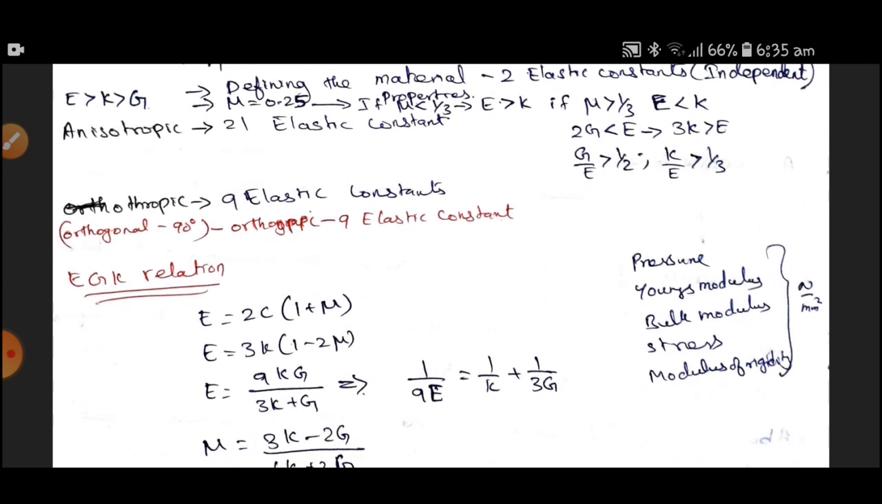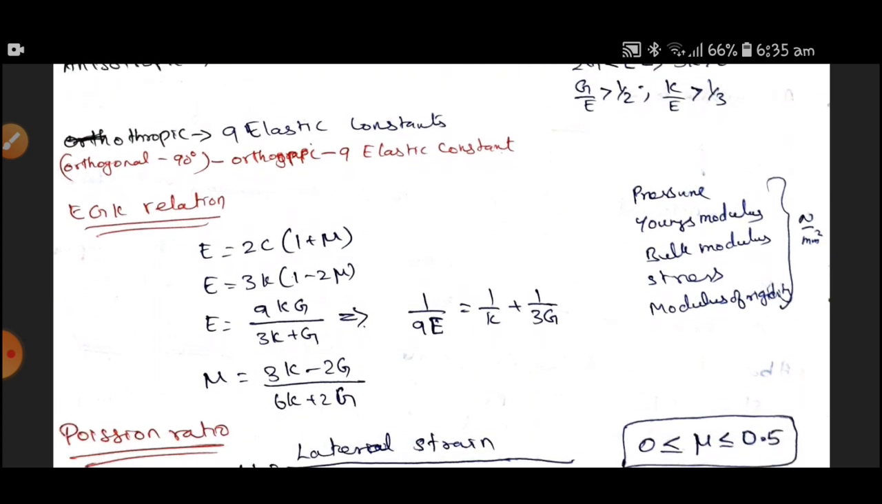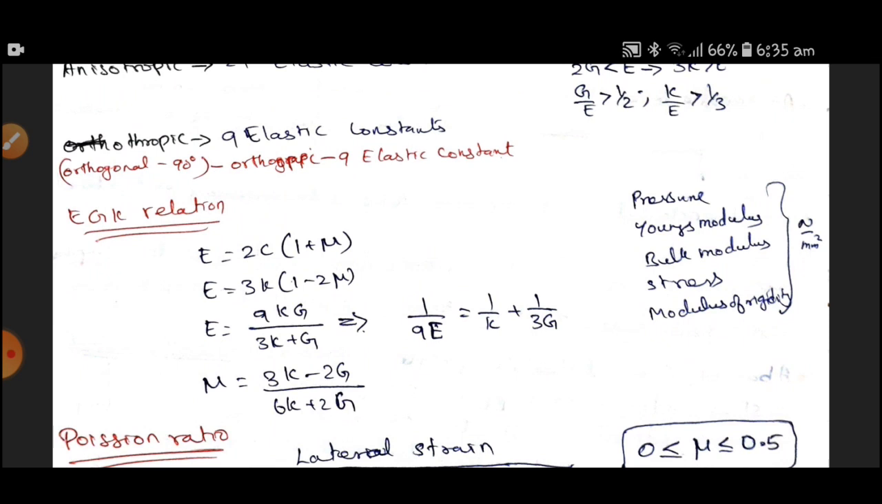Here I would like to share the E, G, K relationship. E is Young's modulus, G is shear modulus, K is bulk modulus. E is equal to 2C into (1 plus mu); this is the relationship between E and C. We can denote the shear modulus as C, as G, or as N. So for the shear modulus, there are three notations available.